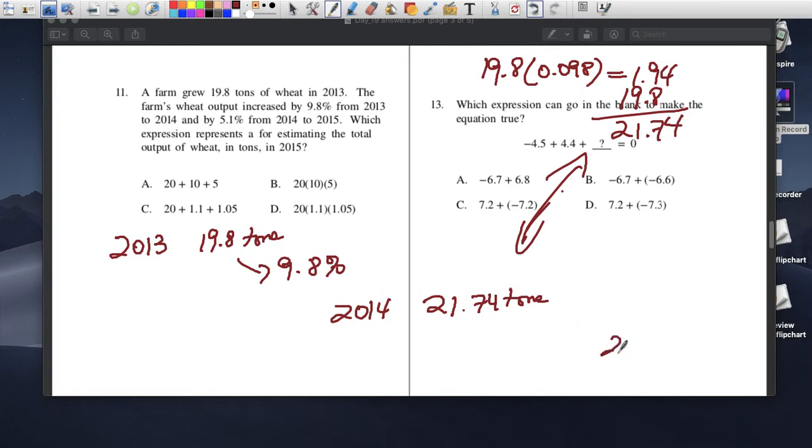And then from 2014 to 2015, it grew by another 5.1%. So it grew a little bit more, but 5.1% of this value, right? So if you were to just do it quickly, you can just do 21.74 times 1.051, and in 2015, after the growth of 5.1%, you get 22.85 tons. All of which has nothing to do with the problem, because they're not asking for the total, but they're asking how you would do it.